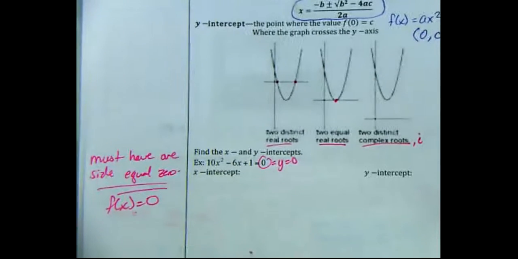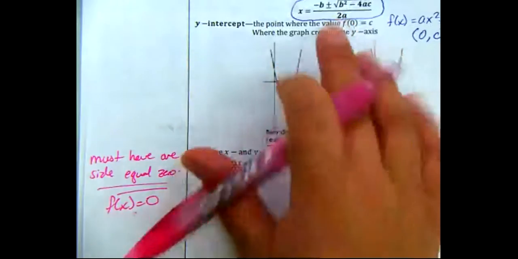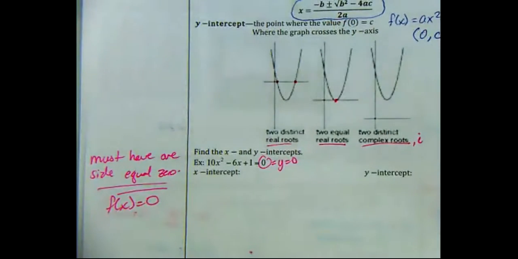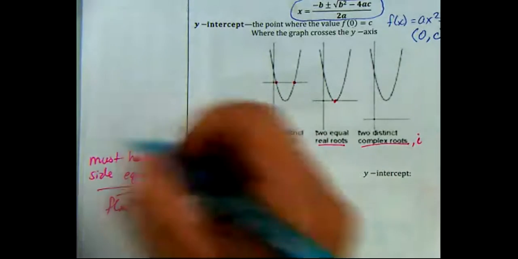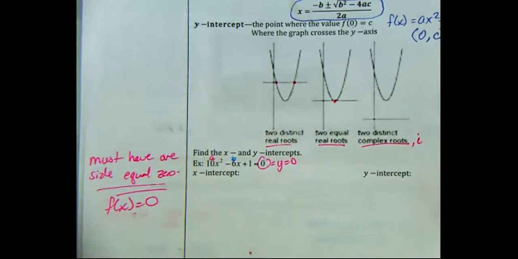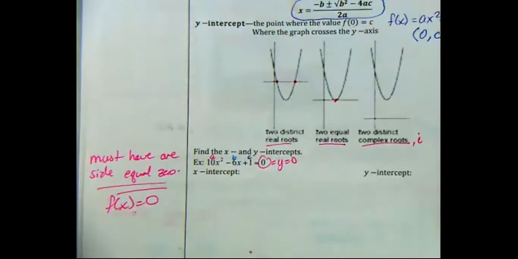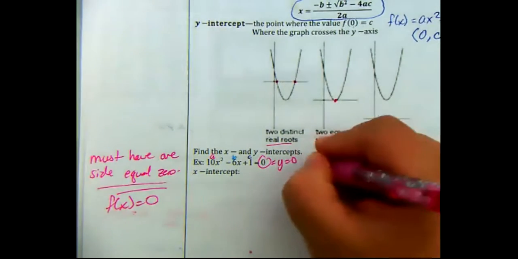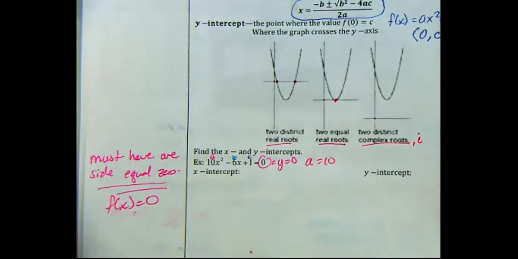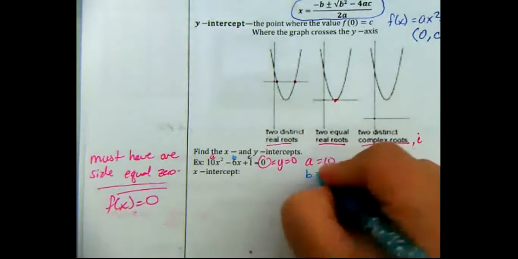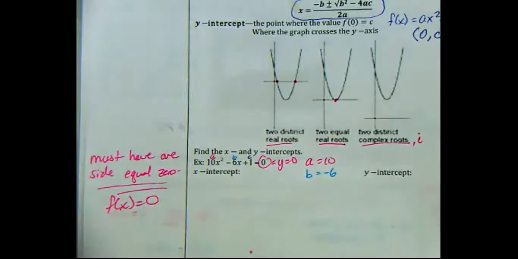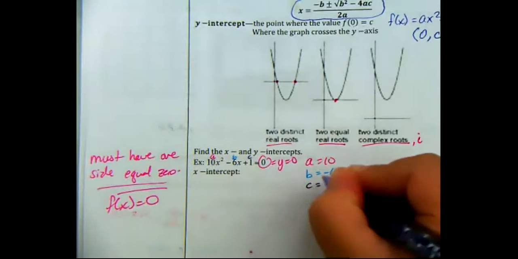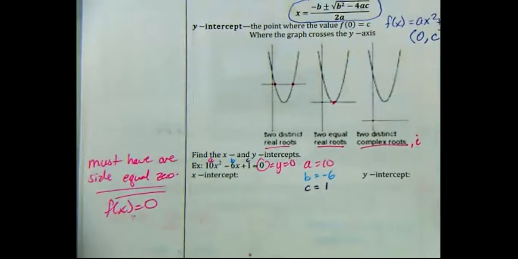All right. So to find our x-intercept, we use our quadratic formula. I apologize. We have our a, we have our b, and we have our c. Okay, so our a is equal to positive 10. Our b is equal to a negative 6. Okay, that sign does come with it. And our c is equal to a positive 1.